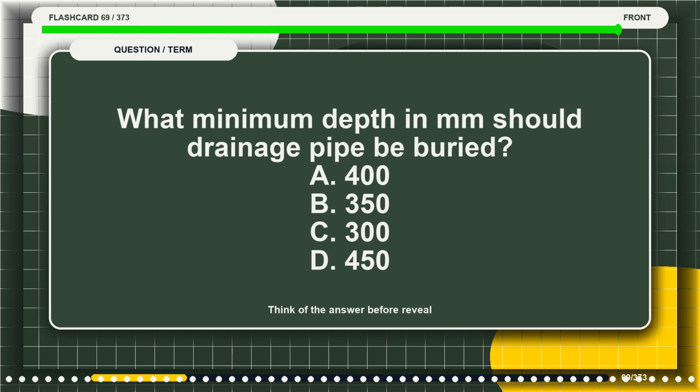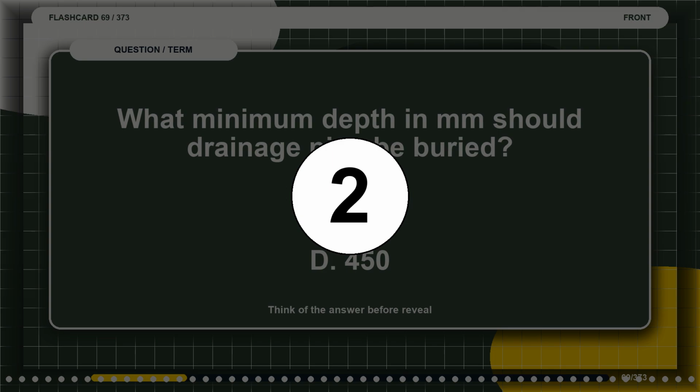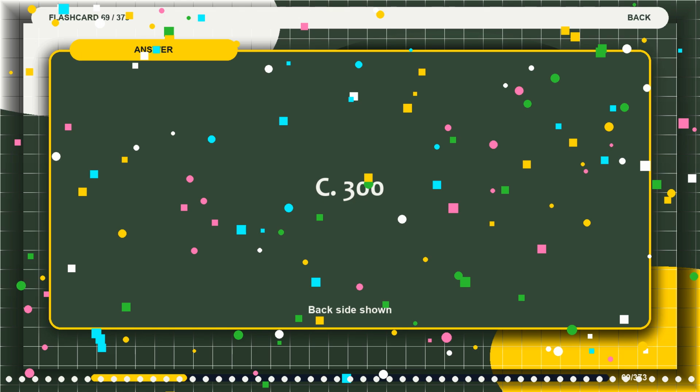Flashcard 69. What minimum depth in mm should drainage pipe be buried? A. 400. B. 350. C. 300. D. 450. Think of the answer before the reveal. The answer is C. 300.